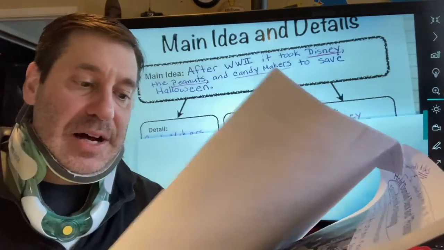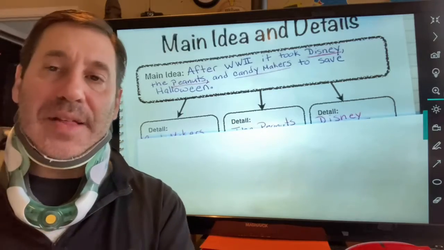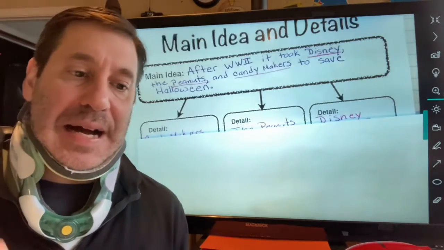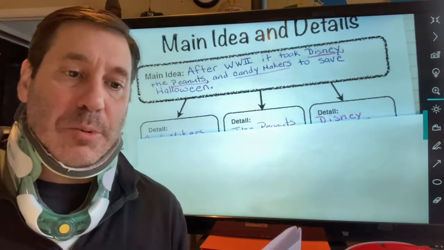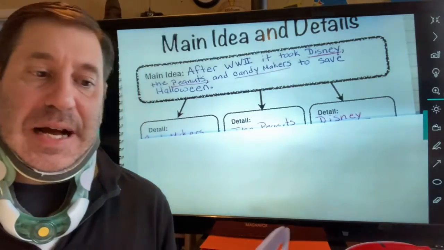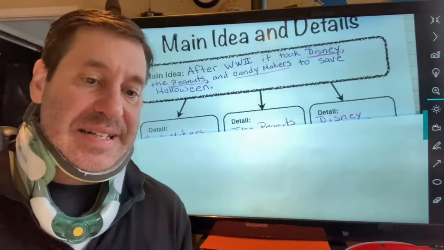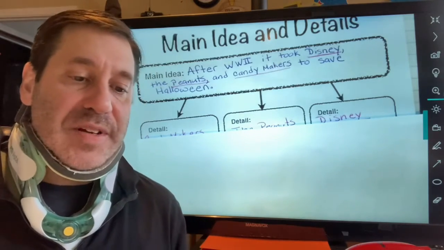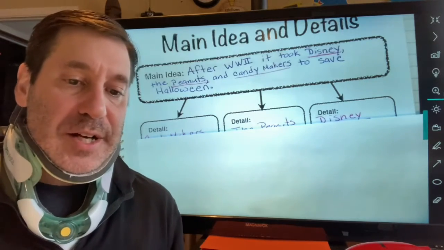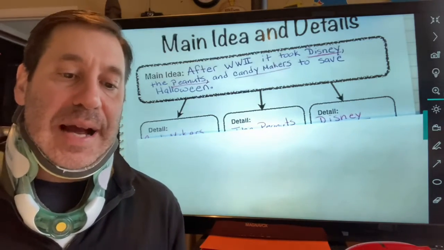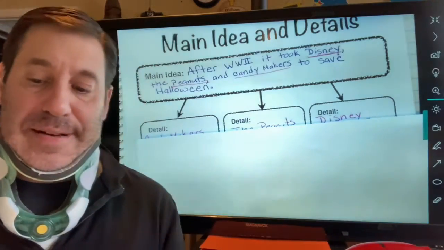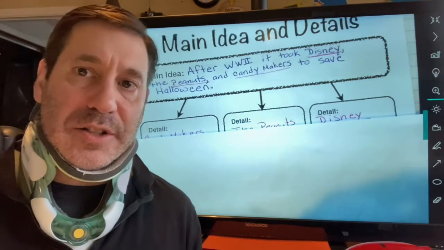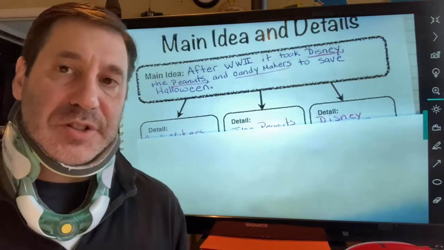It has details about candy companies. It has details about how they launched advertising campaigns and how they put ads in magazines. There are details about the Peanuts and how they ran comic strips and the characters that were in the comic strips and what happened in those comic strips. There are details about Disney and Disney releasing a film and about the details of what was in that movie. Donald Duck and Huey, Dewey, and Louie trying to play tricks on each other at Halloween. And then there's a character called Witch Hazel. And then on the last page, there's details about schools and a charity called UNICEF that raises money for children.